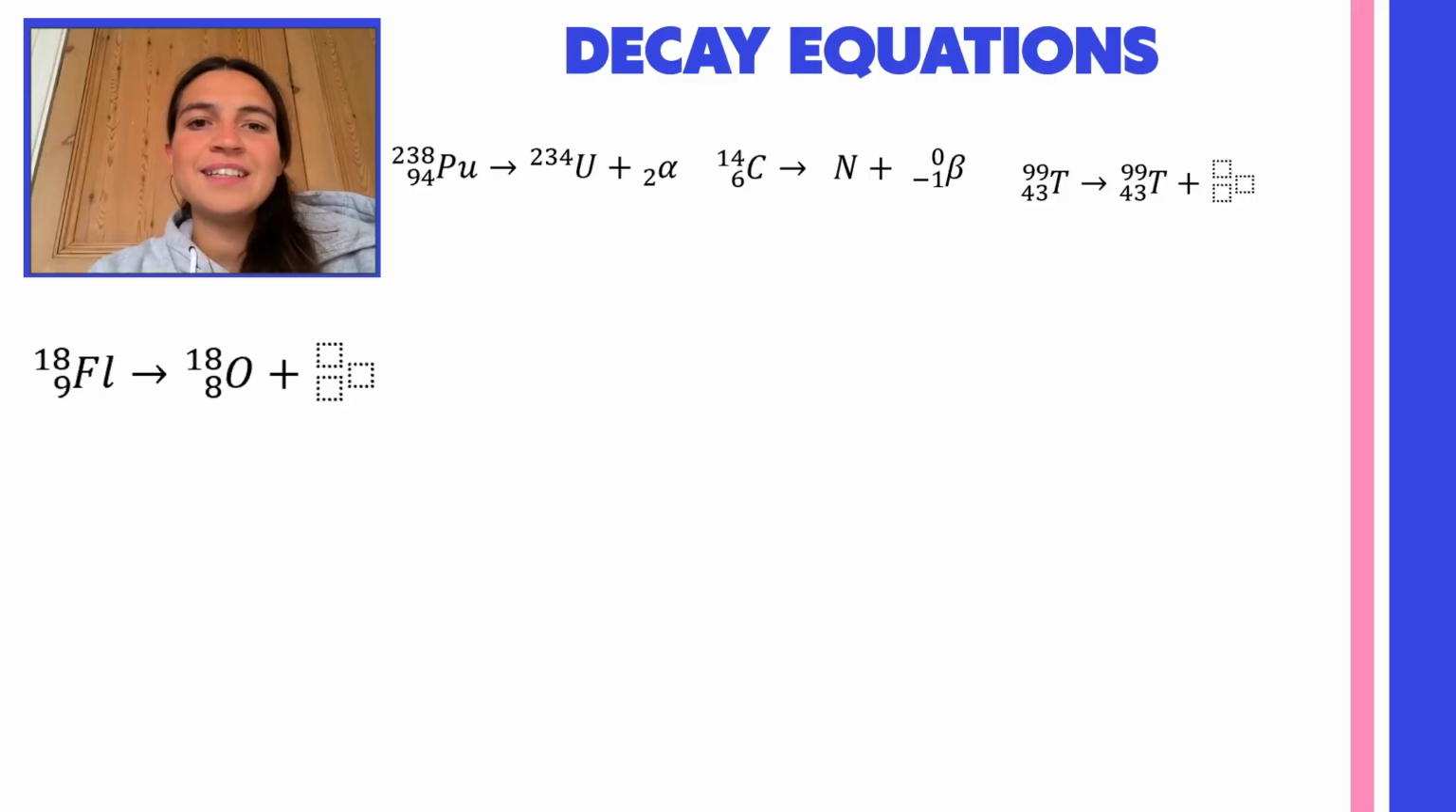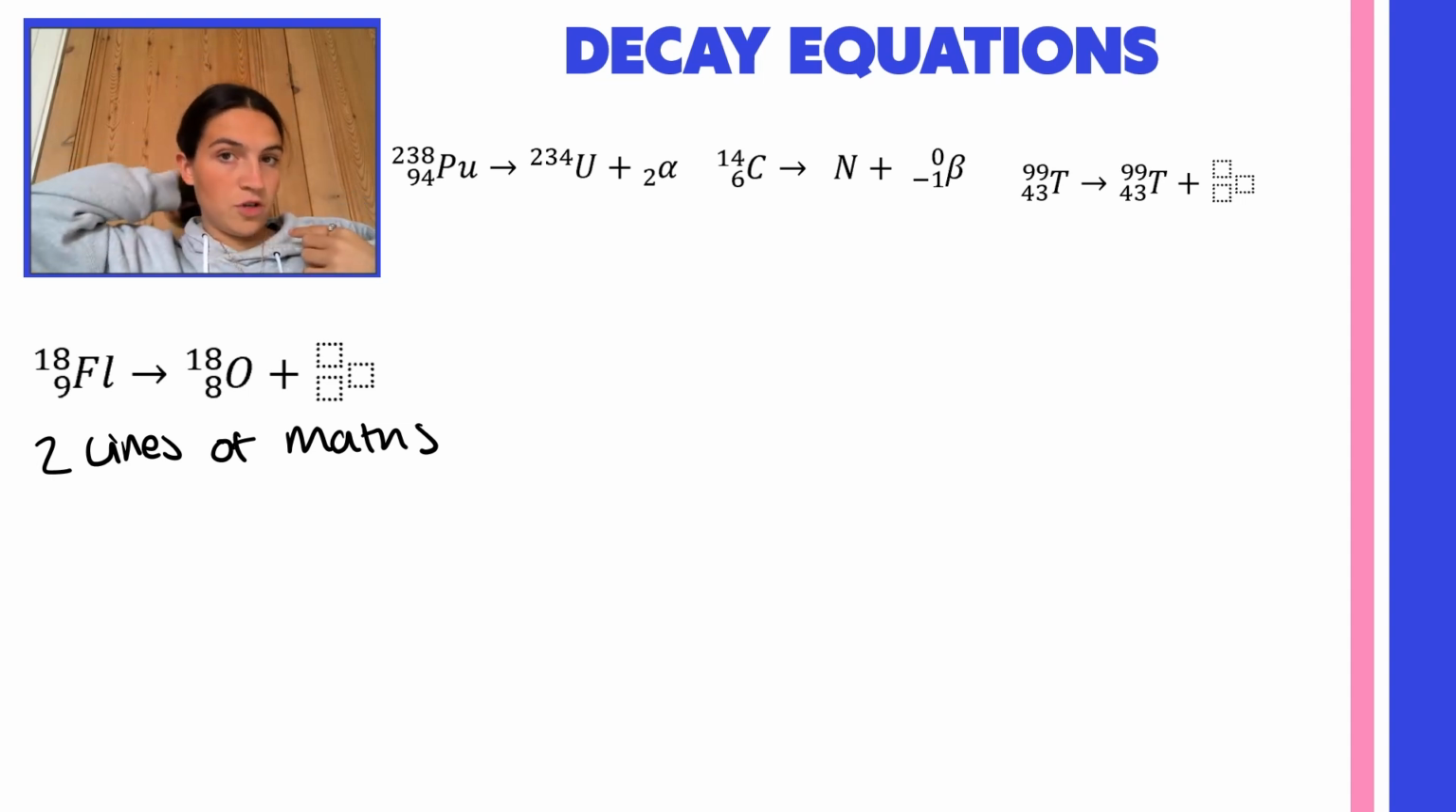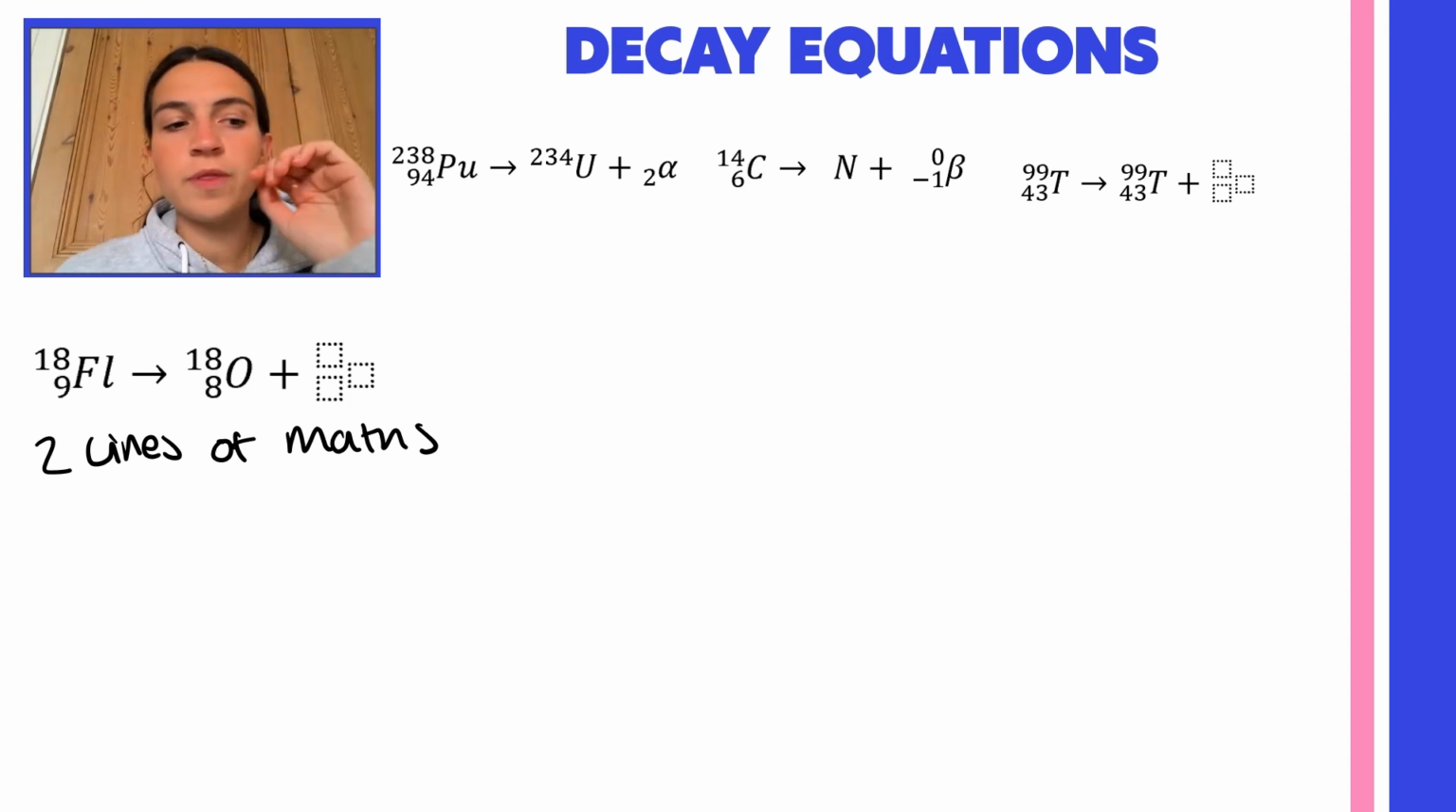If you're ready, let's dive in. Okay, so let's start these decay equations with the one on the left, fluorine. We have two lines of maths that you're going to do. You're going to look at the top line of numbers and the bottom line of numbers. So we're going to start with the top line.